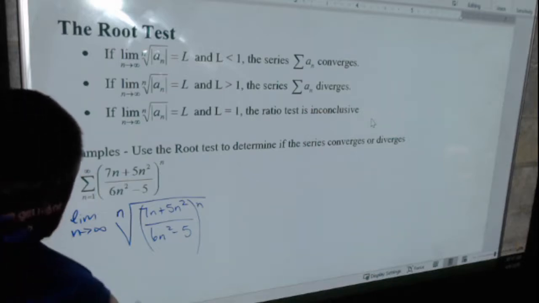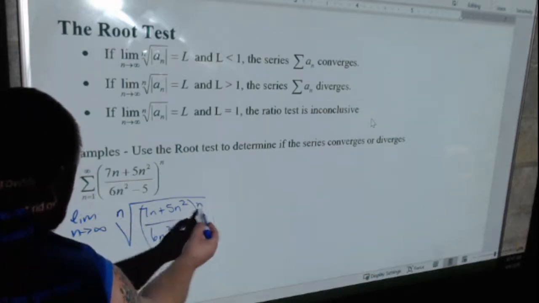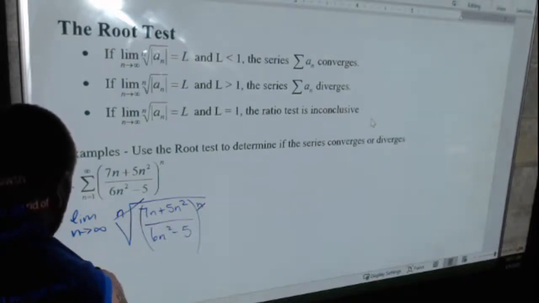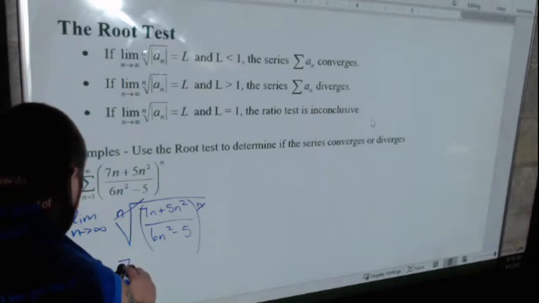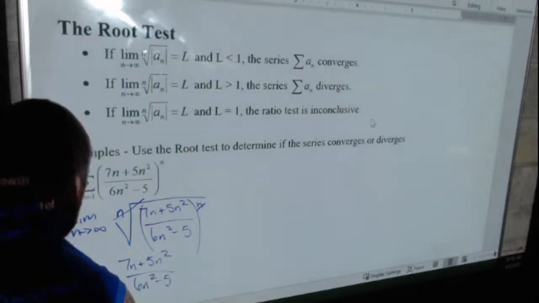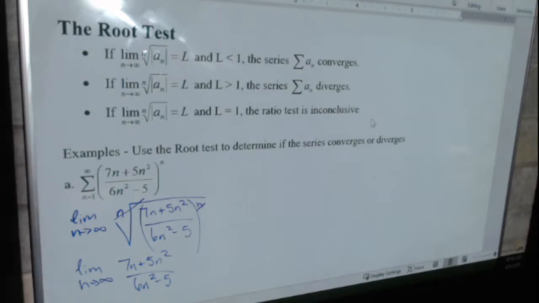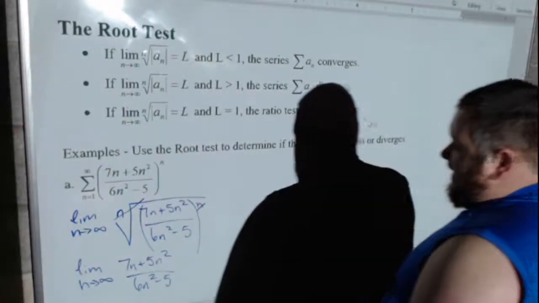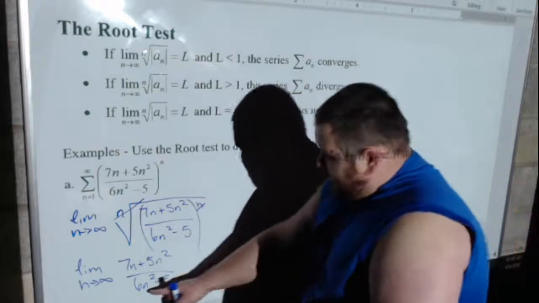And therefore, we've got the nth root of all this stuff to the n. So that cancels. So we have that. And if we want to solve that, then the best thing we can do is probably divide everything there by the highest power of n in the denominator, which is n squared.